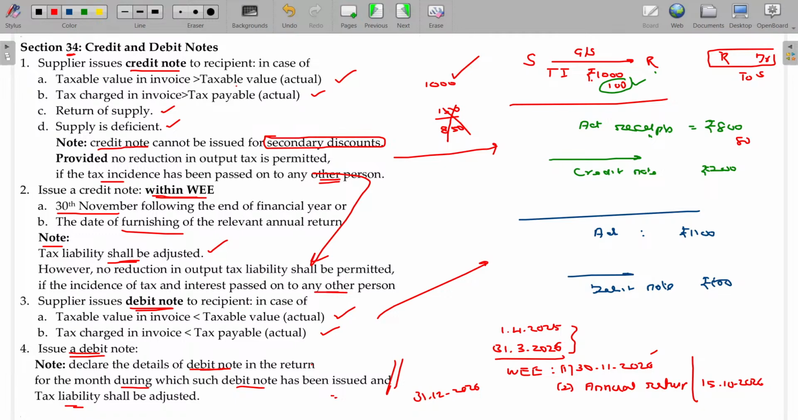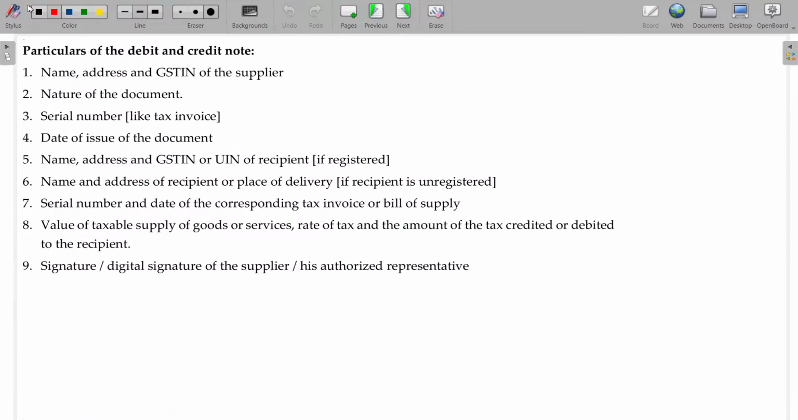Now, what will be there in a debit and credit note? Usually, what the tax invoice will have, the same content will be available in the debit and credit note also. Name, address, and GSTIN of the supplier, nature of the document, serial number like a tax invoice. You have the invoice serial number for the debit and credit note also. The date of issue of the document, name and address of the recipient, including the GSTIN and UIN if registered. If he is unregistered, at least name and address you need to fill in. Serial number and date of the corresponding tax invoice.